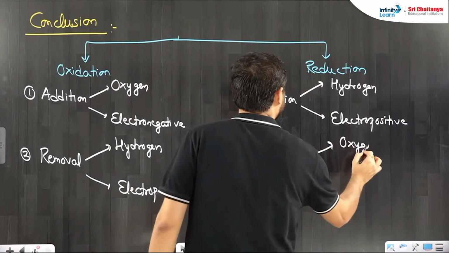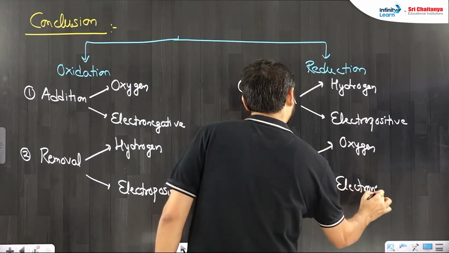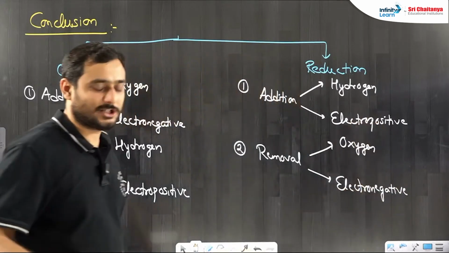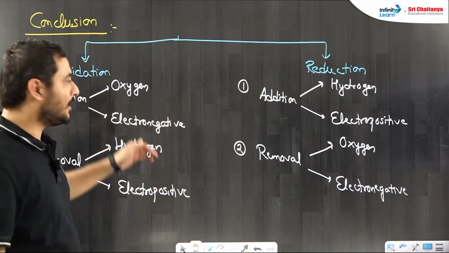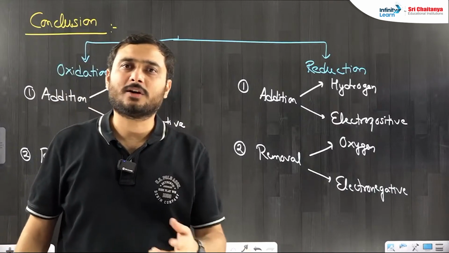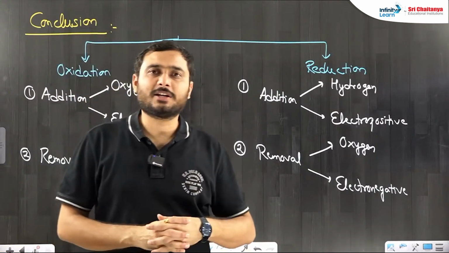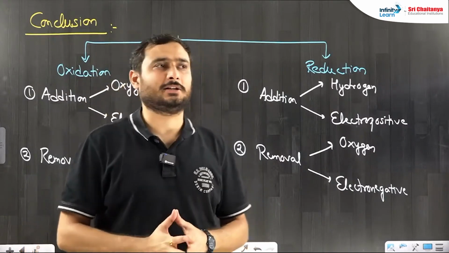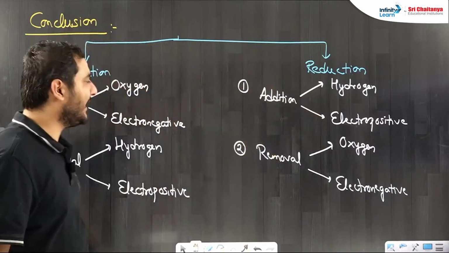And if we have to write for removal, removal of oxygen or electronegative element, that is also called as which process? Reduction process. So if you remember only this conclusion for oxidation and reduction, we can easily find out which species is getting oxidized and which species is getting reduced. And in same reaction, if oxidation and reduction takes place, that will be called as redox reaction. Now first check about this oxidation and reduction, 4 points. Any doubt in this?